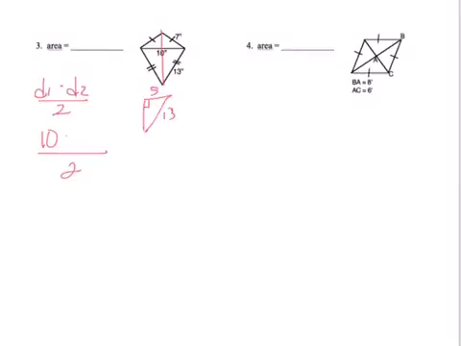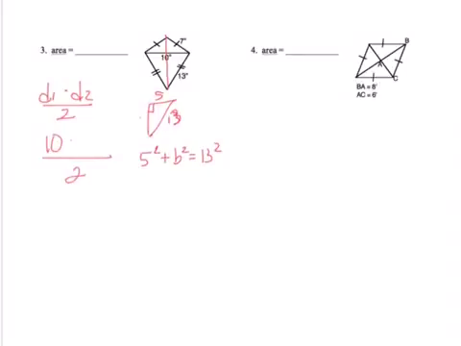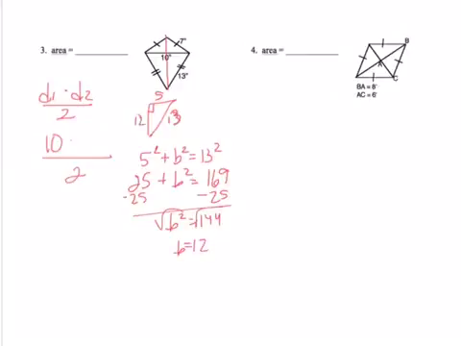And if I do Pythagorean theorem, I know that 5 squared plus this side, so I'm going to call it b squared, equals 13 squared. Okay, so I have 25 plus b squared equals 169. And then when I subtract 25 on both sides, I get b squared is equal to 144. Square root of b squared equals 12. So this side is 12. So I know that from here to here, that distance is 12.